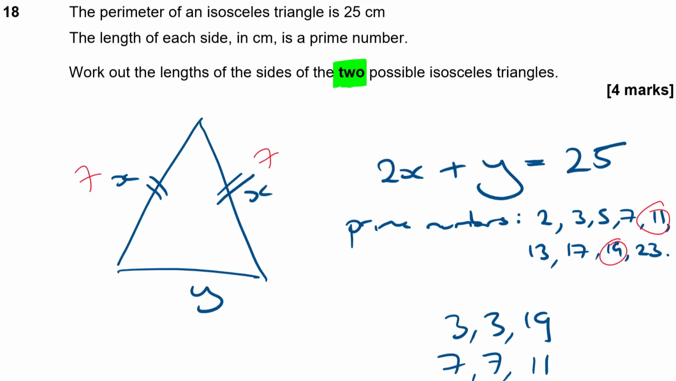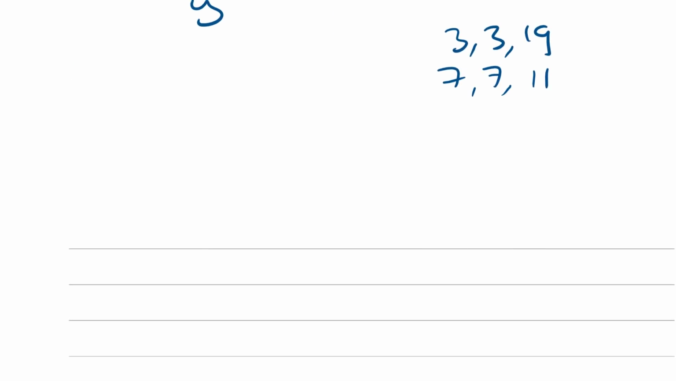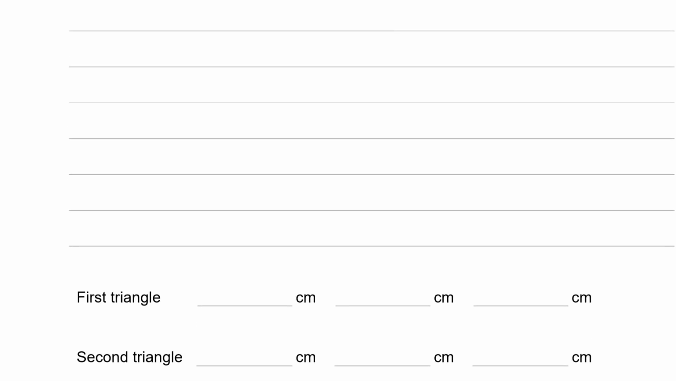11 then, wasn't it? Okay, now I don't really need to check anymore because we're told that there are 2 possible ones and I've already found 2. So I'm just going to stop there. So 3, 3, 19 and 7, 7, 11 are my 2 possible answers.